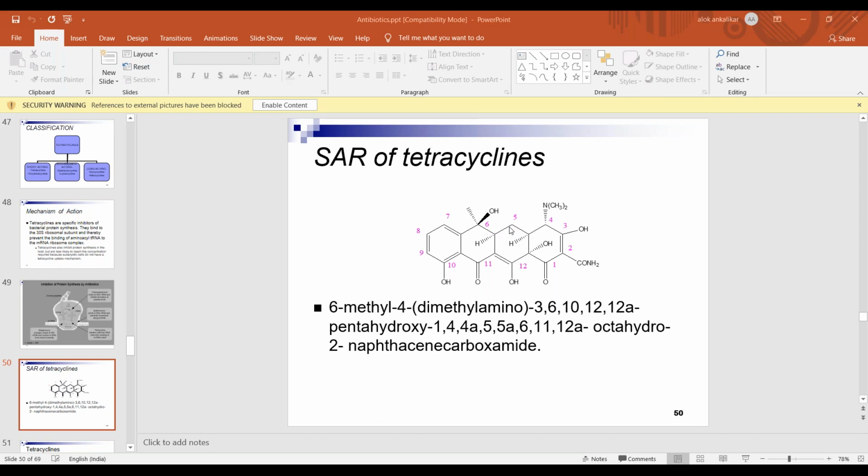Similarly, dimethylamino group can be replaced with a primary amine, and if you replace it with a primary amine, the activity is retained. The next point is monoalkylation of amide group causes loss of activity. So we discussed this before also. The alkylation of this amide group should not happen, and if it happens, then there is loss of activity.